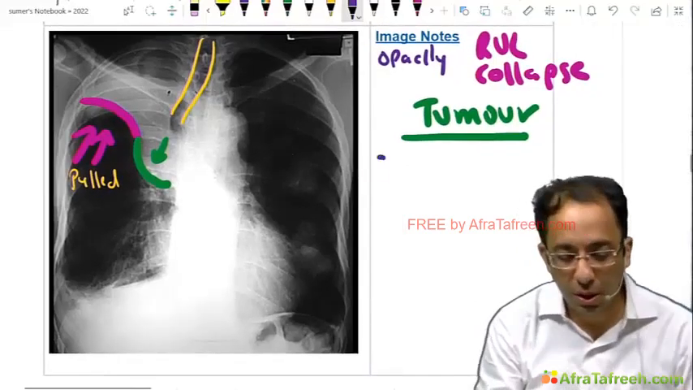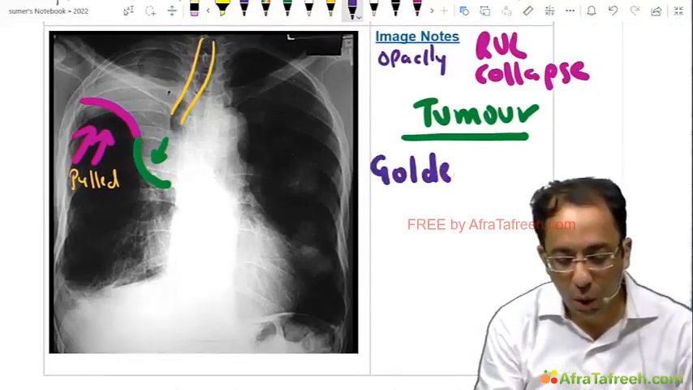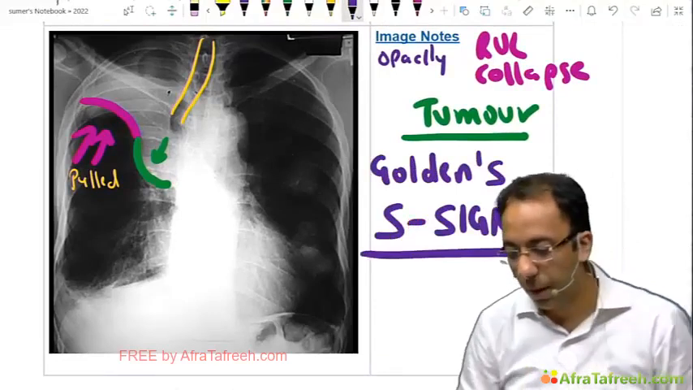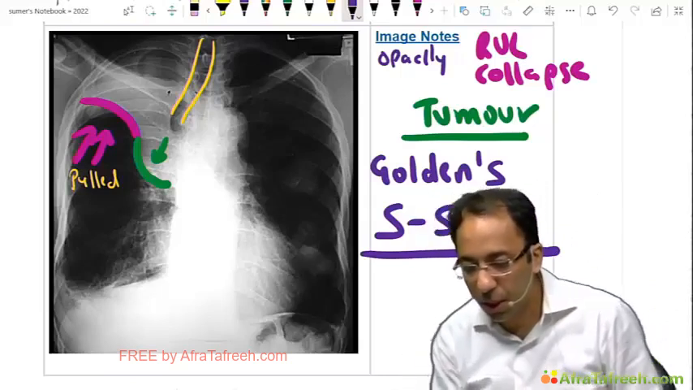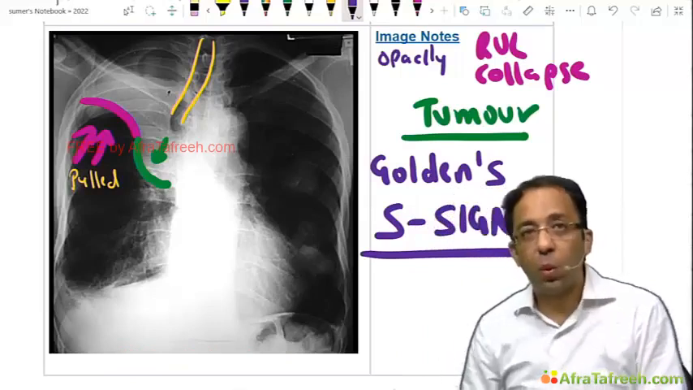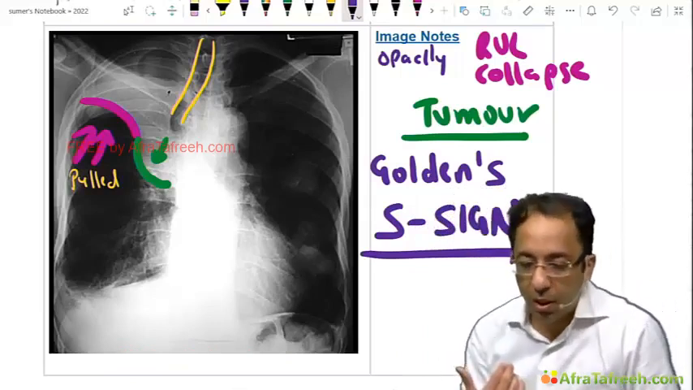What do we call this? This is called Golden's S sign, described by a man called Golden. Are you clear? Are you able to understand this? So what is happening is, try to understand.